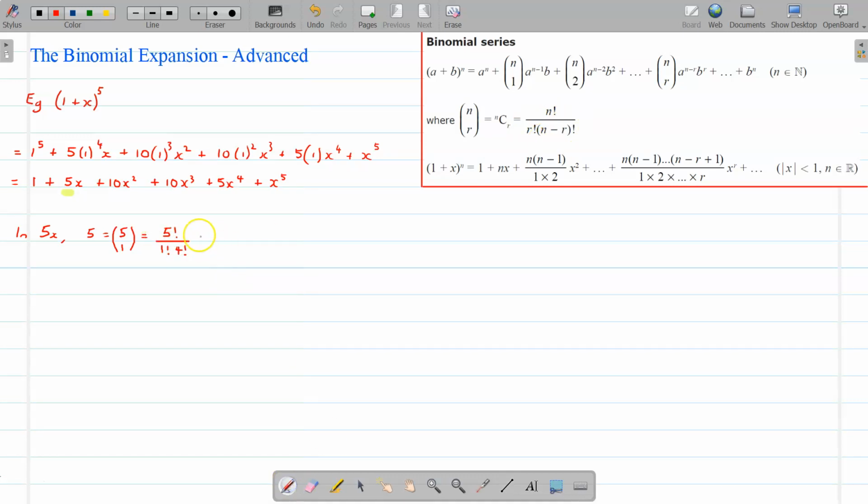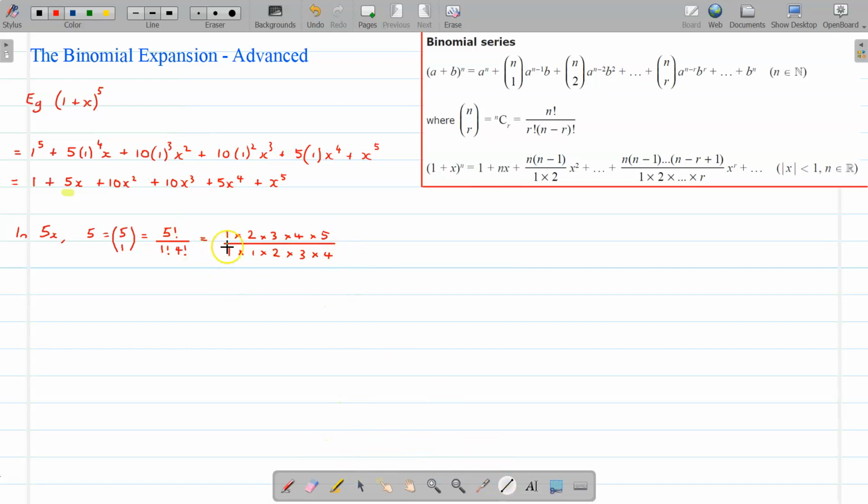And now I'm going to write that in full and see what's actually going on. So we've got 1 times 2 times 3 times 4 times 5, and all of that is divided by 1 factorial times 4 factorial, which is 1 times 2 times 3 times 4. Okay, so that is that factorial fraction there written in full.